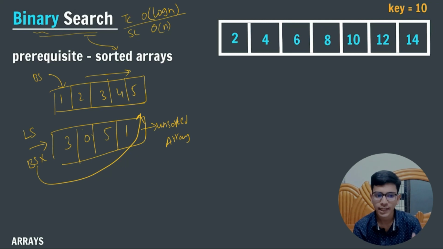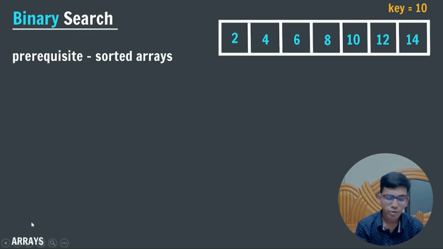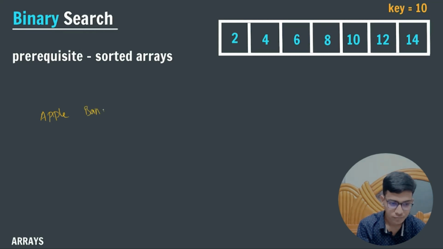Now let us understand the logic for binary search. To visualize how binary search works, we can take a dictionary example. In a dictionary we have a lot of words, right? And a lot of words start with different letters. So let us take apple, banana, after that cabbage, let us consider duck, fruits and animals, after that elephant.